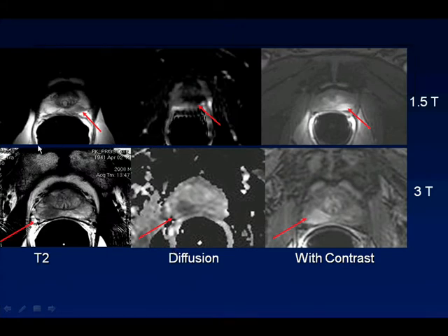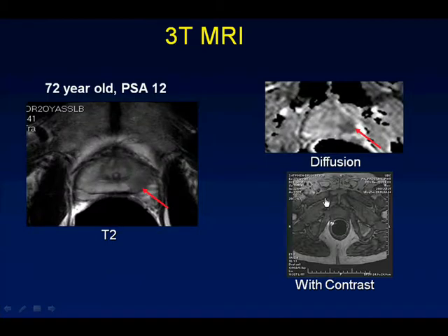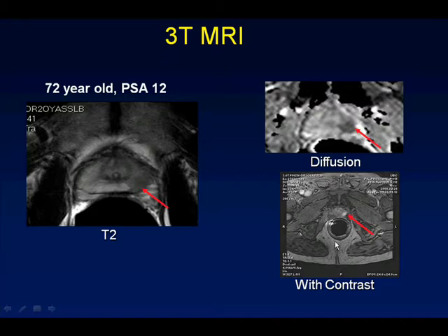And this is just a comparison. Top row is the 1.5 Tesla patient, and the bottom row was a 3 Tesla. You can see on T2 images, it's much more pristine. Same on the ADC map. You can see better resolution of the lesion, and same with the post-contrast as well. Just another patient, again, in the left apex, just showing you post-contrast, diffusion, and T2 weighted images.